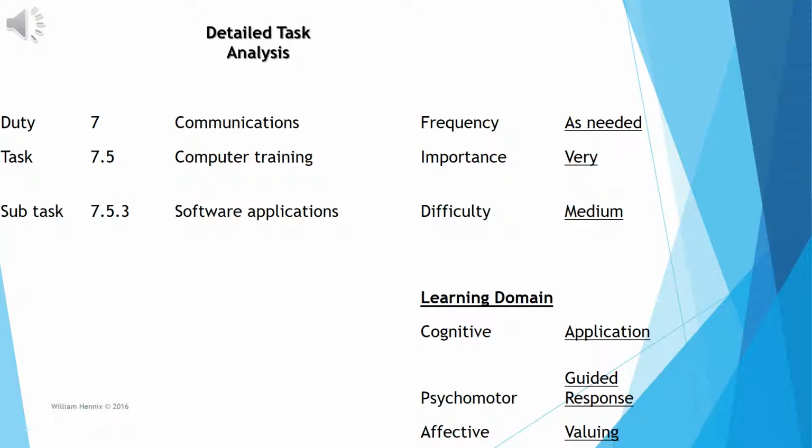In a detailed task analysis, you have duty, task, and subtasks. All three areas must be clearly identified. You have the frequency, the importance, and the difficulty of that particular task. Finally, you have the learning domains: the cognitive, the psychomotor, and the affective. Each learning domain must be clearly identified.